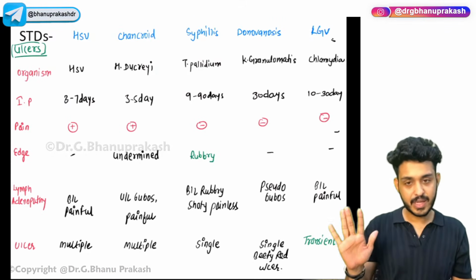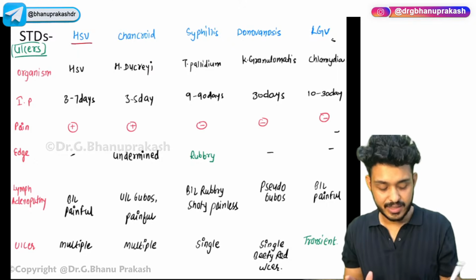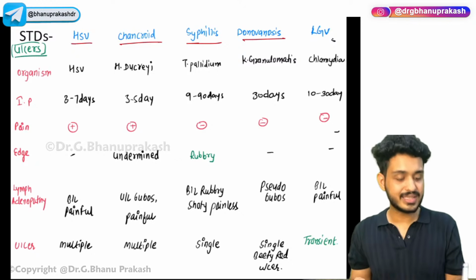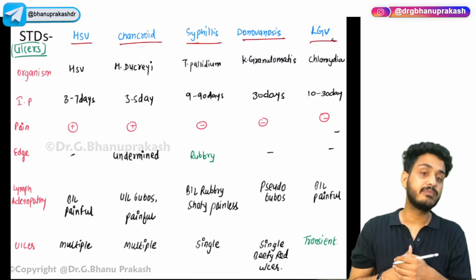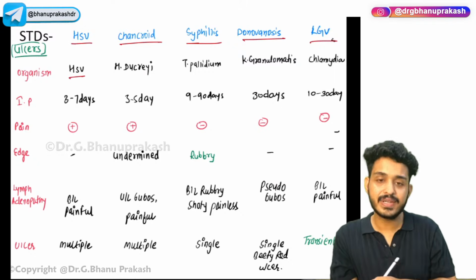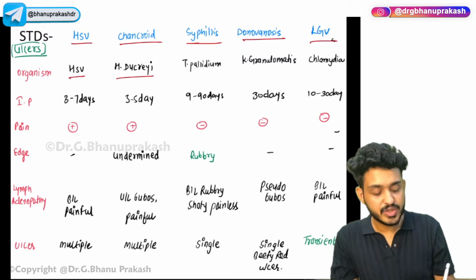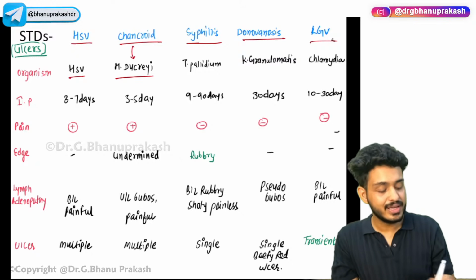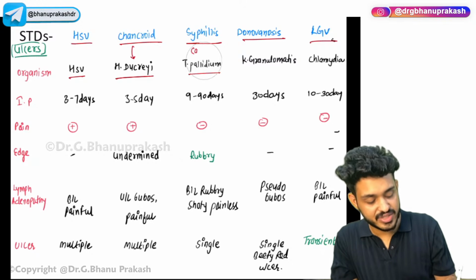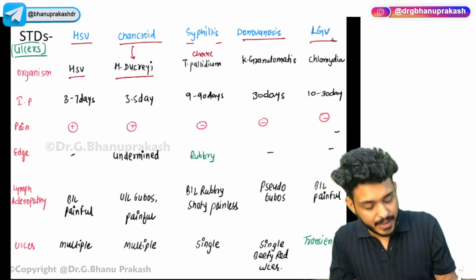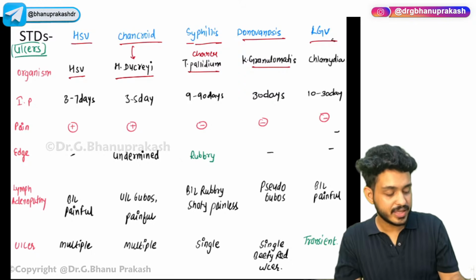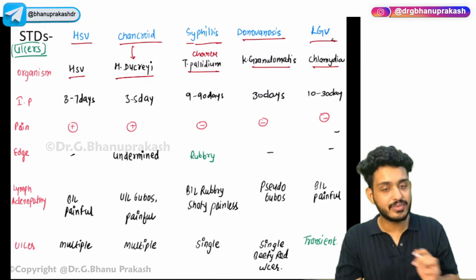We have a total of 5 types of ulcer. Herpes simplex virus, which causes herpes. Second is chancroid. Third is syphilis. Fourth is donovanosis, and then we have lymphogranuloma venereum. These are the 5 types of ulcer, sexually transmitted diseases, that you have to remember. The causative agent for herpes is herpes simplex virus. Haemophilus ducreyi is the causative agent for chancroid. For syphilis, the causative agent is Treponema pallidum, and the lesion is known as chancre. In primary syphilis, the ulcer is known as chancre. For donovanosis, the agent is Klebsiella granulomatis, and lastly for lymphogranuloma venereum, the agent is chlamydia.